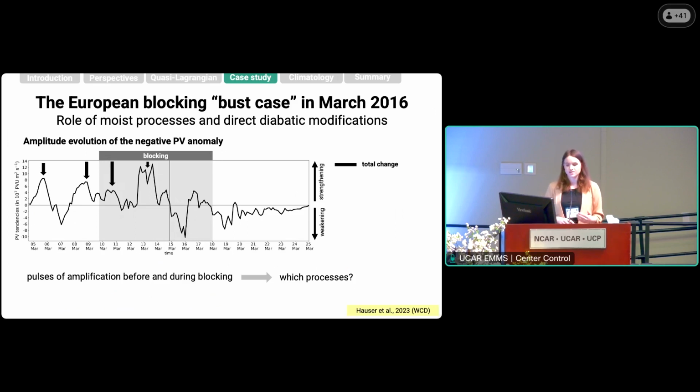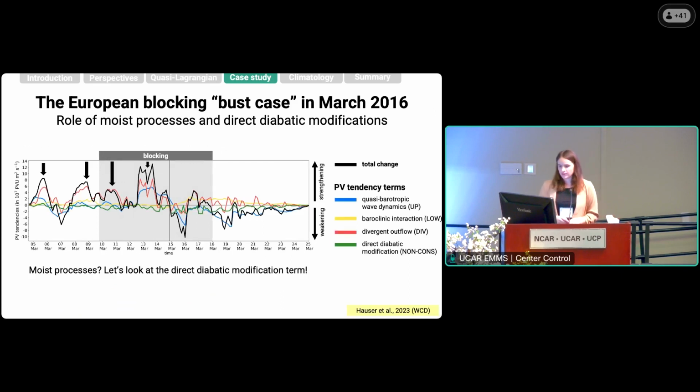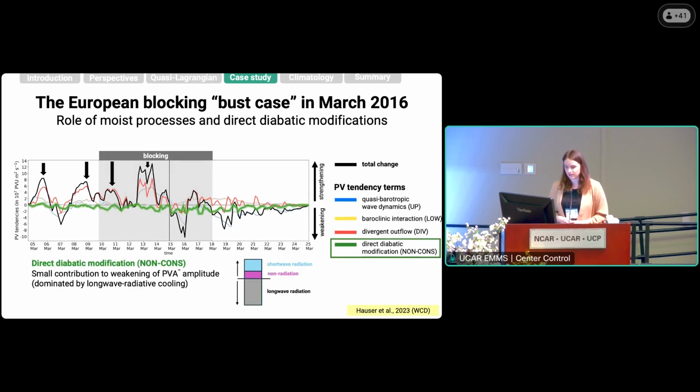And what you can see is there are pulses of amplification before and also in the first half of this blocking event. And this raises the question: which processes were associated with these pulses of amplification? I could put in all these different processes that I explained at the beginning, but I just wanted to focus here on the processes that are linked to moist processes.